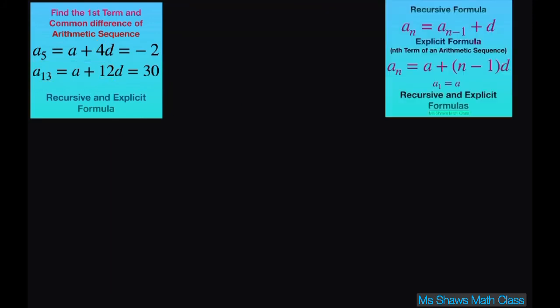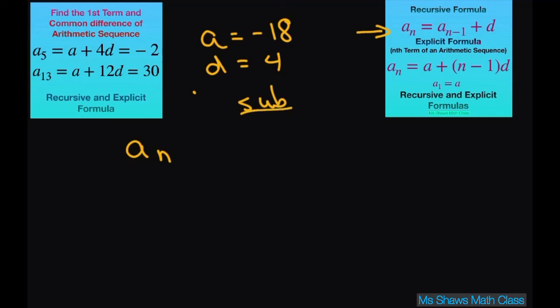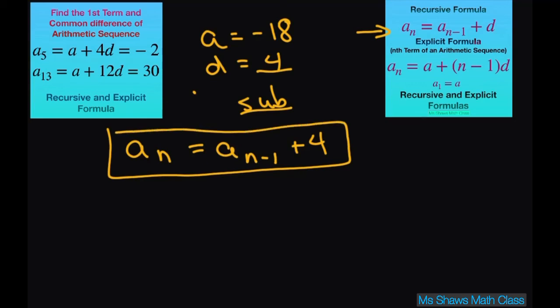Now, we have to write our recursive formula, and the recursive formula is pretty easy. Our a was -18, and our d was 4. You just write a sub n, I'm saying sub for subscript, so a sub n equals a sub n minus 1 plus your d. Your d is 4, so put plus 4. That's your recursive formula. Because arithmetic sequences are linear, you keep adding a common term.